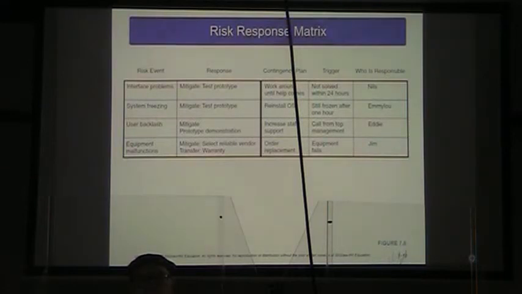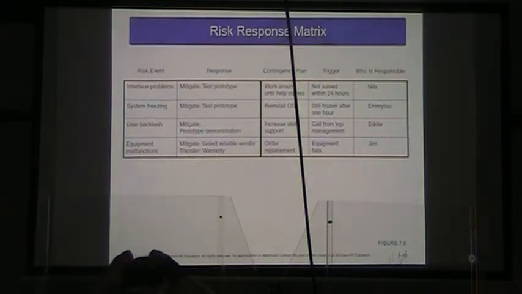If the equipment malfunctions, we mitigate that by selecting a reliable vendor. Boy, you hope you always do that. We're going to transfer some of the risk by insisting on a warranty for the hardware. The contingency plan is we order replacements for the equipment that's not working. And the trigger is if the equipment fails. And Jim is going to be responsible for that.